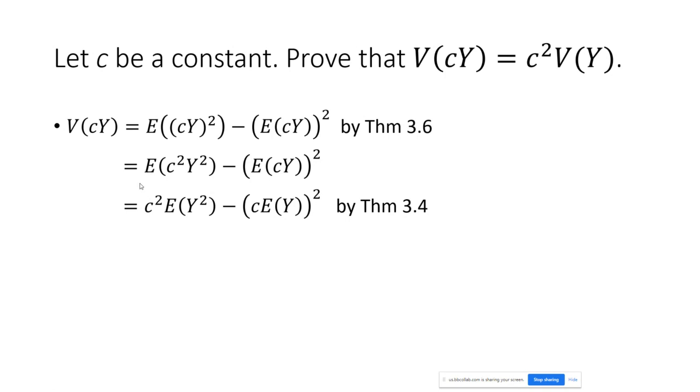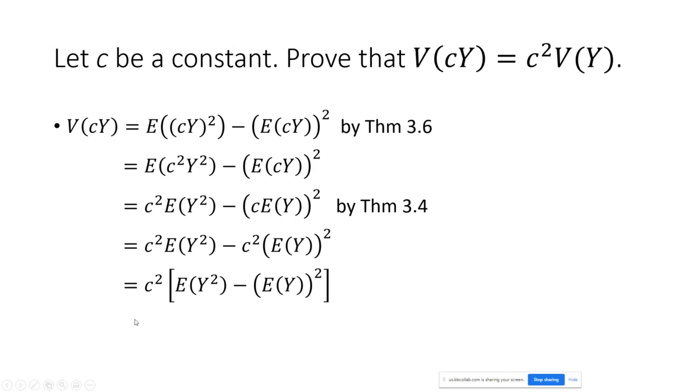Now we can use some high school algebra again. So we can square each of the factors inside the parentheses of this second term. Yeah, that's applying the square. And now we can factor the C squared. And the one inside is 1. Exactly. So using theorem 3.6 again, we can recognize this factor in the square brackets as being just another way of writing the variance of Y.